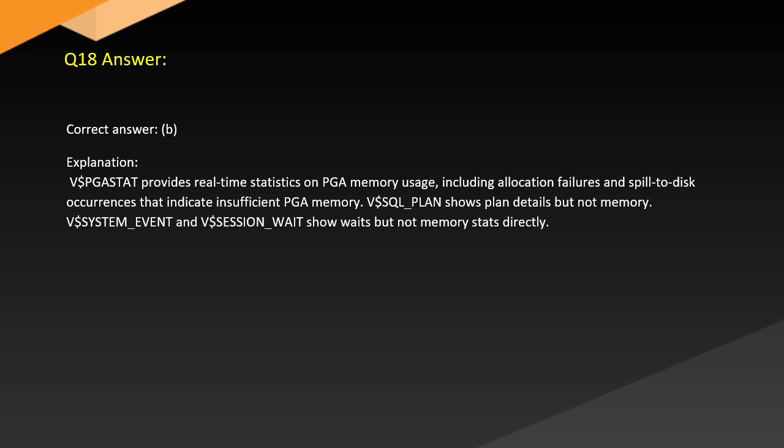Answer. Correct answer: B. Explanation. V$PGASTAT provides real-time statistics on PGA memory usage, including allocation failures and spill-to-disk occurrences that indicate insufficient PGA memory. V$SQL_PLAN shows plan details but not memory. V$SYSTEM_EVENT and V$SESSION_WAIT show waits but not memory stats directly.